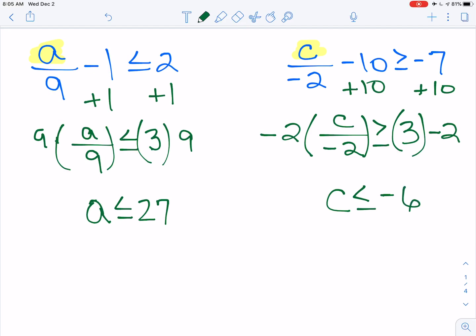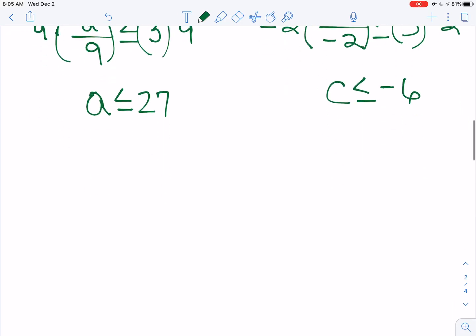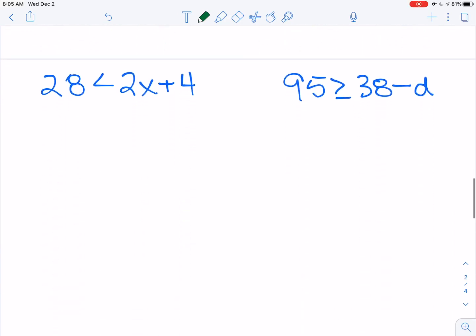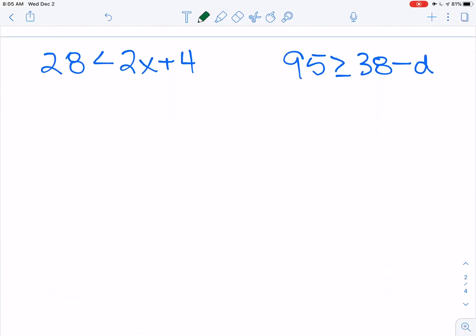All right, I have 2 more examples to look at. Let's look at these last 2. These are a little bit tricky because our variable is on the right side of the inequality. So I'm going to show you what to do to fix that. I'm going to start here, and I'm going to solve this inequality just like I did the other.